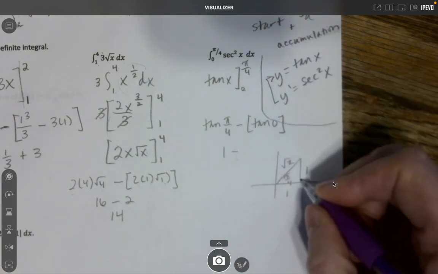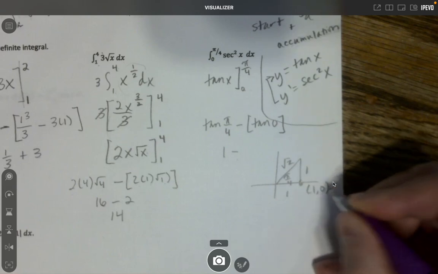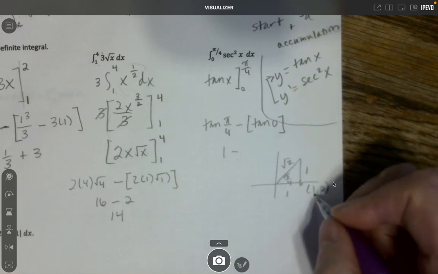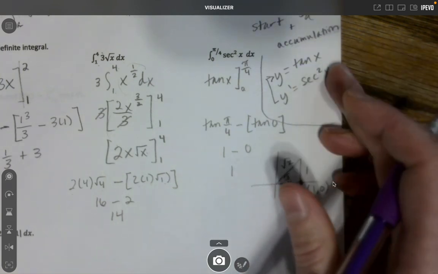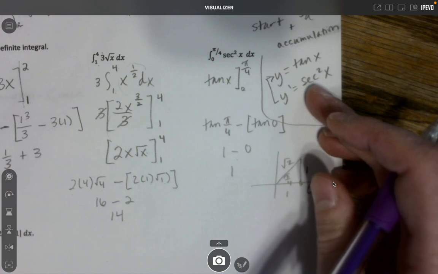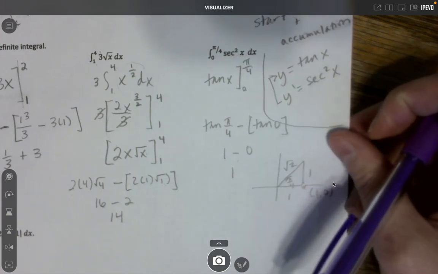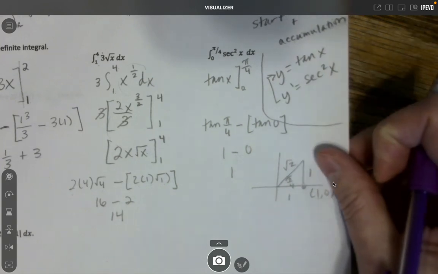And then tangent of 0 means I need to look at this point right here. And that would be 1, 0. And again, I want my y over my x. So that'll be minus 0. So my definite integral is 1. And again, you don't really know what we're finding right now, and that's fine. You might be putting it together. You might be thinking about the pictures in 4.3. But if you're just doing the mechanics part of it, that's okay.